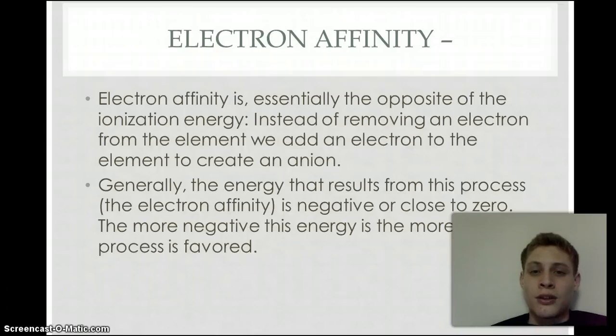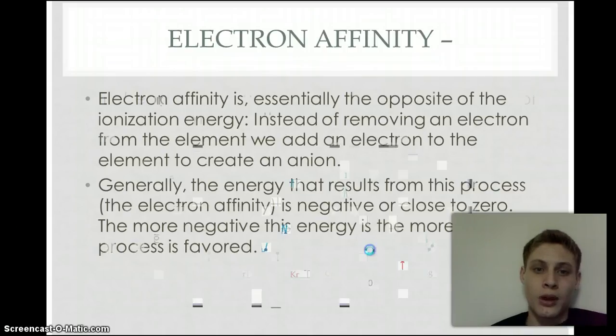Electron affinity is essentially the opposite of ionization energy. Instead of removing an electron from the element, we add an electron to the element to create an ion. Generally, the energy that results from this process, the electron affinity, is negative or close to zero. The more negative this energy is, the more this process is favored, which means the more this process happens.